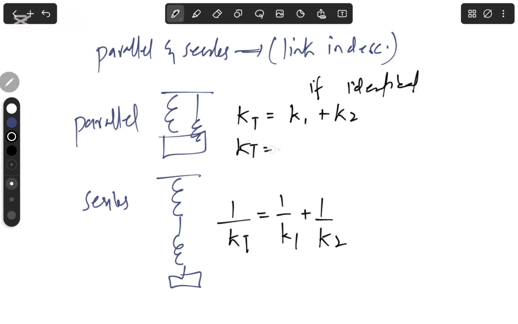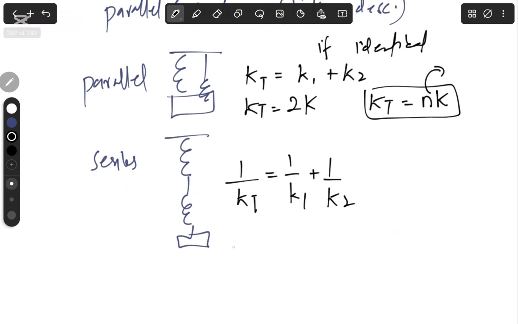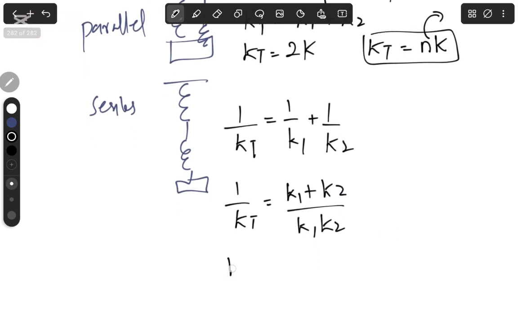then here K total will be equal to 2K. So we can say the K total, if your springs are identical, is equal to NK, where N is the number of springs. And on the other hand here, 1 over K total will be equal to (K1 plus K2) over K1 K2. Okay? And when you flip this, you get K total is equal to K1 K2 over (K1 plus K2).